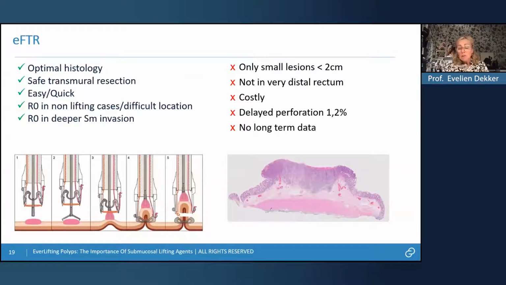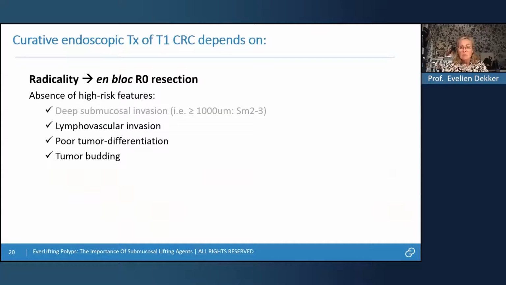However, this can only be done in relatively small lesions, so lesions smaller than 2 centimeters. Besides, in the very distal rectum, it's not the place to do it because it's very difficult to pull the whole lesion into your cap. It's a relatively costly procedure. There's a risk of delayed perforation, and we have no long-term data yet, but of course they are being collected currently.